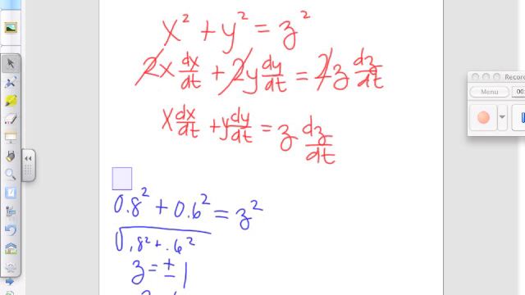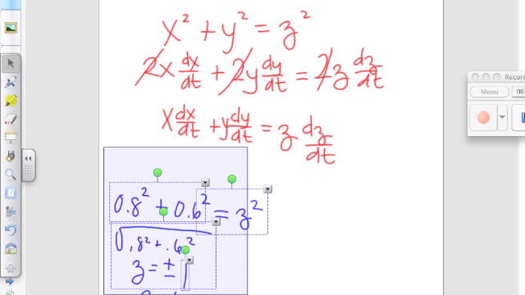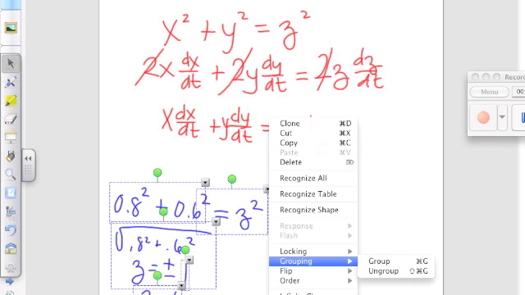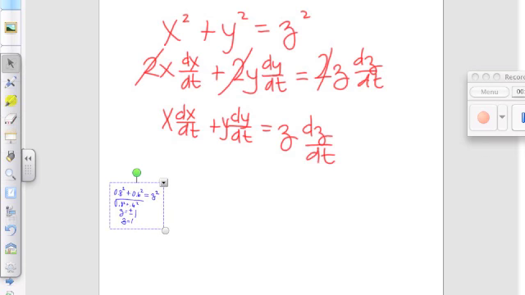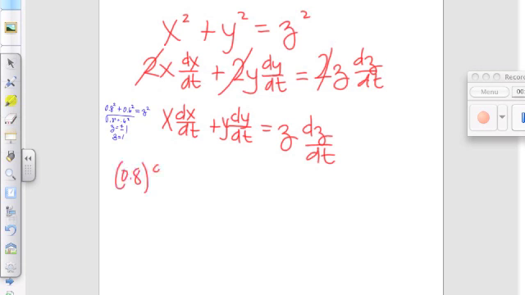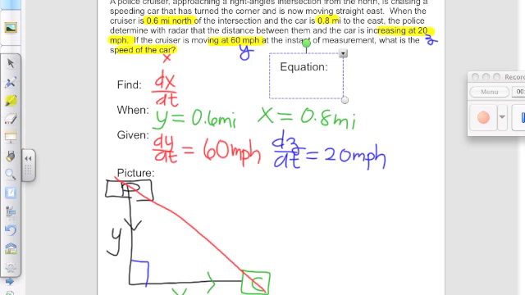Okay. So I'm going to shrink this off to the side. Just give me a minute. I'm going to put this here in case you guys need it. You can just rewind. Now I'm going to plug all this information in. My x was equal to 0.8. I'm looking for dx/dt. My y is equal to 0.6. What was my dy/dt equal to? I listed dy/dt as 60 miles per hour.